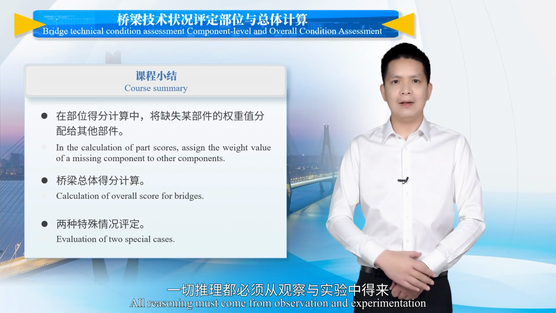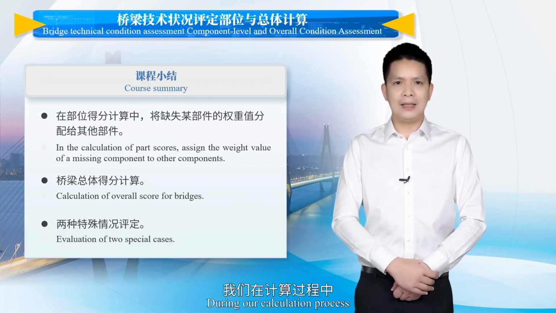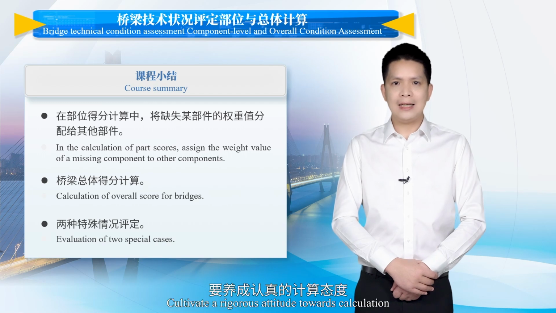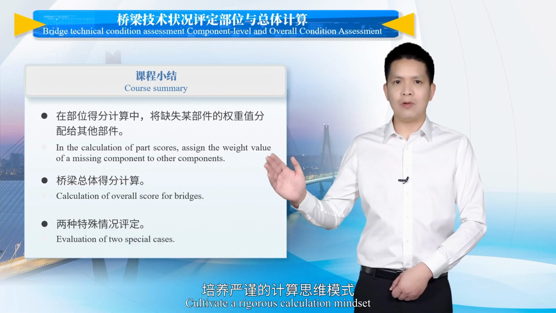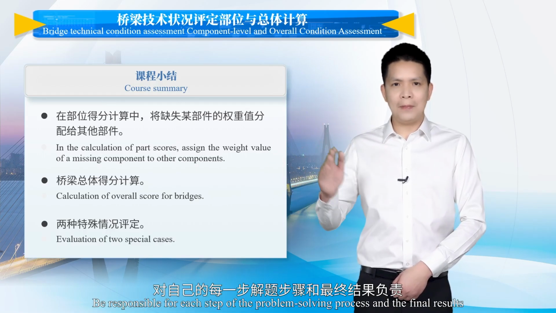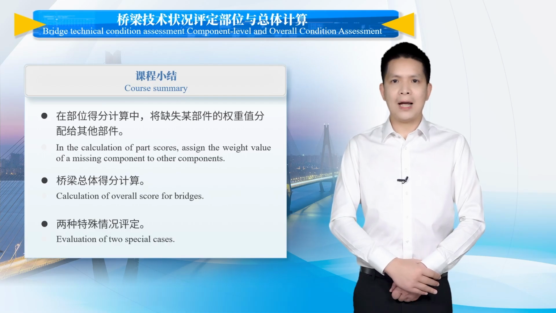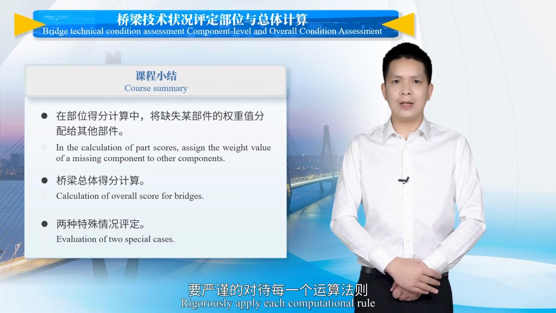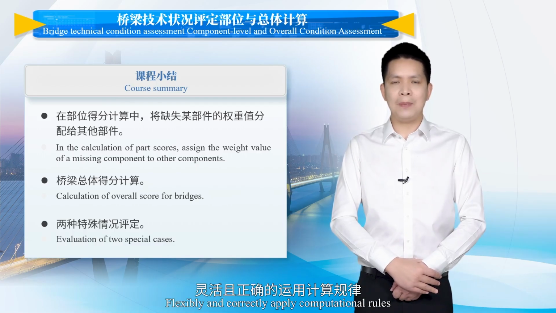All reasoning must come from observation and experimentation. During our calculation process, cultivate a rigorous attitude towards calculation. Cultivate a rigorous calculation mindset. Be responsible for each step of the problem-solving process and the final results. Rigorously apply each computational rule and every calculation step. Flexibly and correctly apply computational rules.